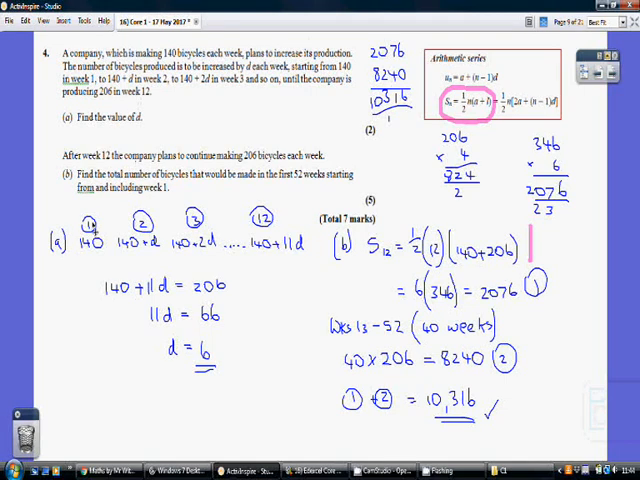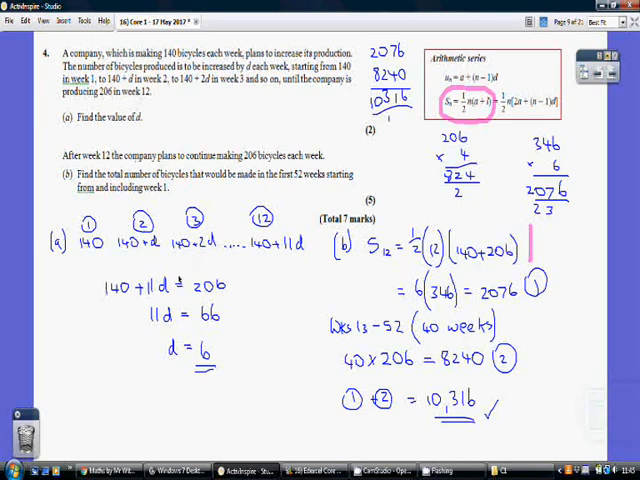So in week 1, we know we're producing 140. In week 2, we're producing 140 plus D, as it says in the question. And in week 3, 140 plus 2D, and so on. And we're told also that after week 12, it's making 206 bikes. Now, following this pattern, we can see that the number of Ds is one less than which week we're dealing with. So week 12 is going to be 140 plus 11D, and then we're told in week 12 we're making 206 bikes. So 140 plus 11D must equal 206.